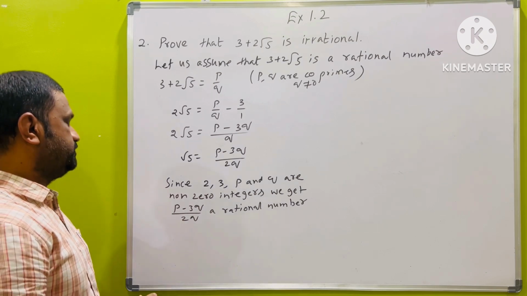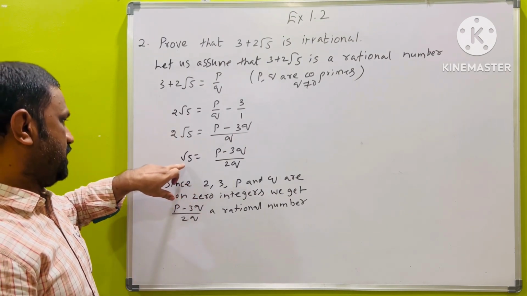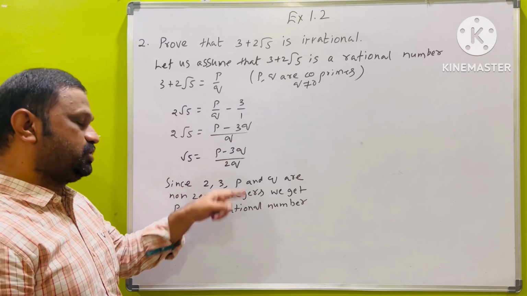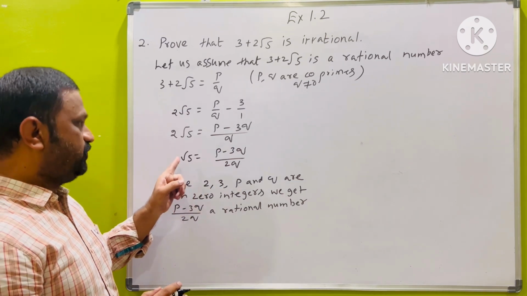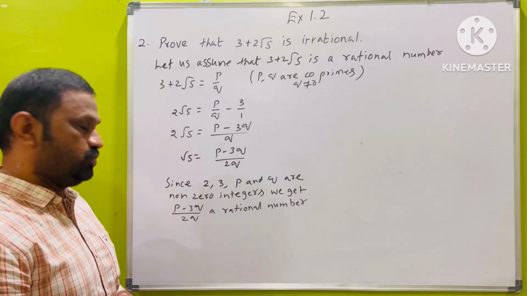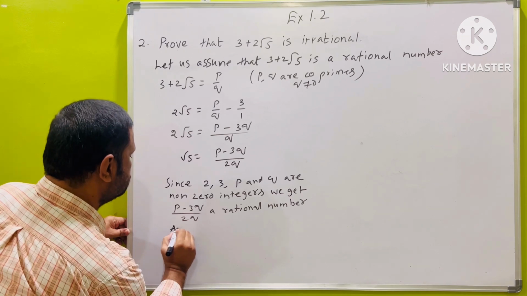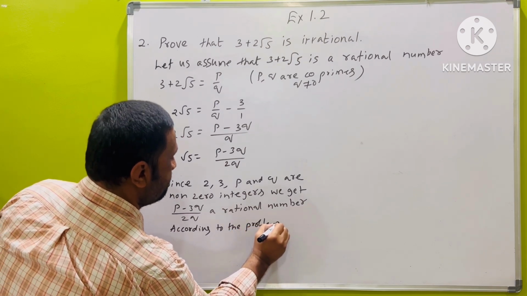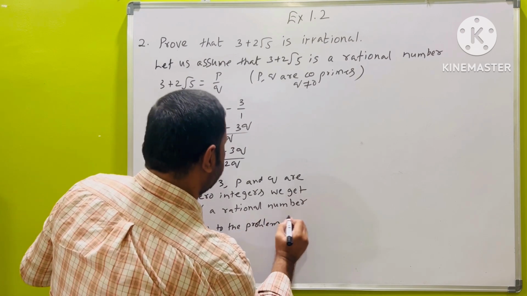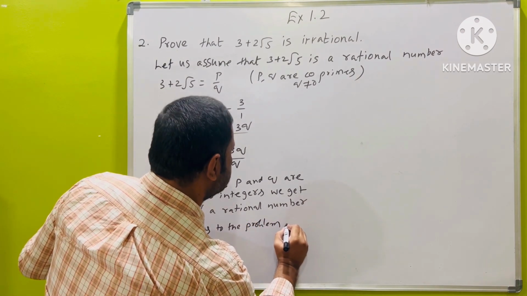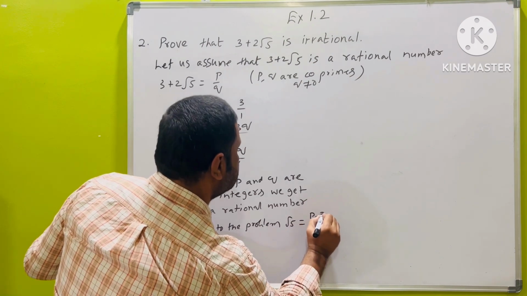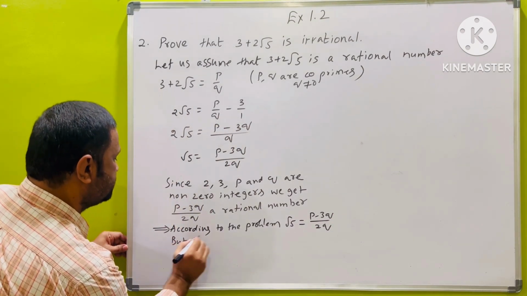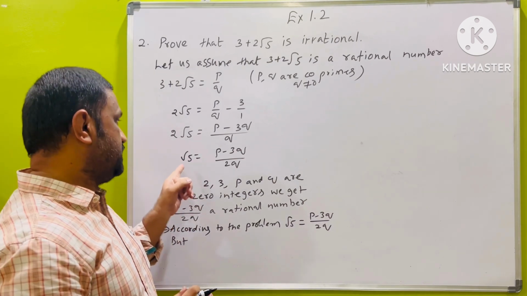Now, what do you observe here? Observe root 5. We have written root 5 is equal to (p minus 3q) by 2q. According to the problem, root 5 is equal to (p minus 3q) by 2q. But one thing we have to observe: root 5.